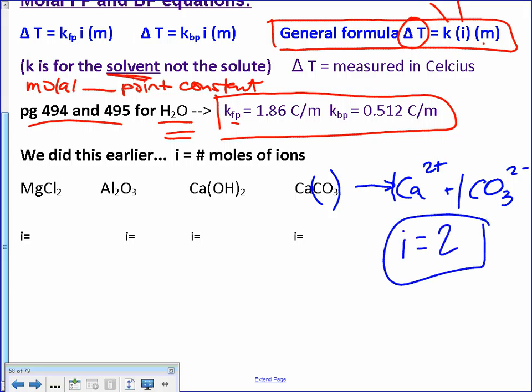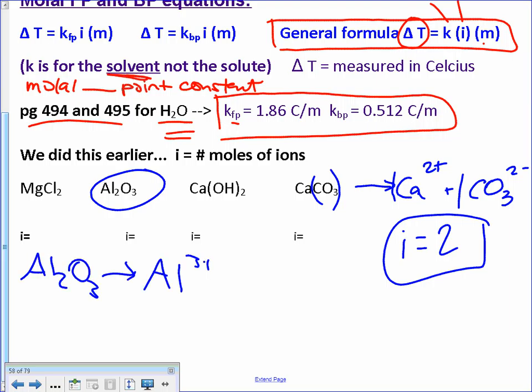What would be the i factor of this guy? 5. How many aluminums would it be making? 2 aluminum ions, which are 2 Al3+, and so you're saying aluminum ion, there's 2 of them, and what else? 3 oxygen ions, because there's 3 of them there. So that would be an i factor of 5.